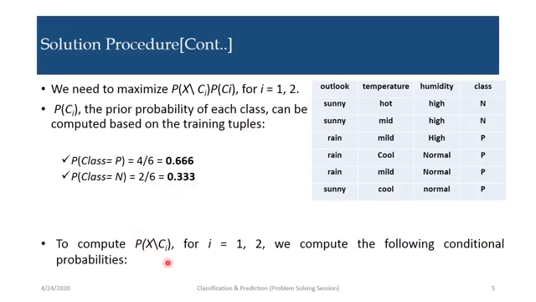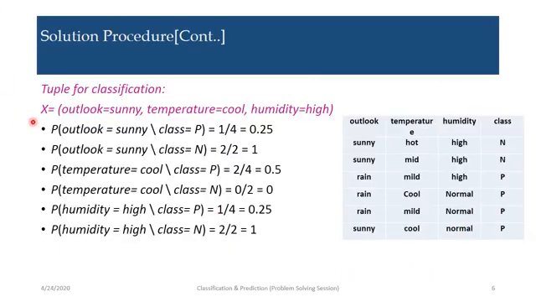To compute P(X|Ci) for i is equal to 1, 2, we compute the following conditional probabilities. Once we have computed P(Ci), where i stands for 1, that is class is equal to P, and i stands for 2, class is equal to N, after that we have to compute P(X|Ci). So, to compute P(X|Ci) for i is equal to 1 and 2, that is with respect to yes and no, presence or absence of the class, positive or negative class, we compute the following conditions. As the tuple for classification we are taking X is equal to outlook is equal to sunny, temperature is equal to cool, humidity is equal to high.